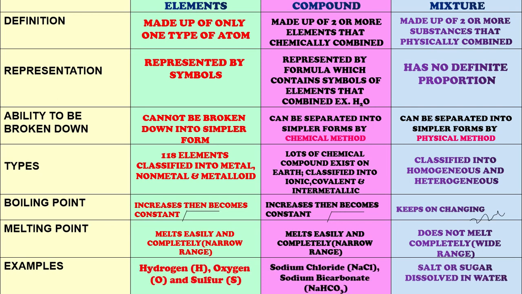For example, for elements we have hydrogen, oxygen, and sulfur. For compounds we have sodium chloride and sodium bicarbonate. And for the mixture we have salt or sugar dissolved in water.